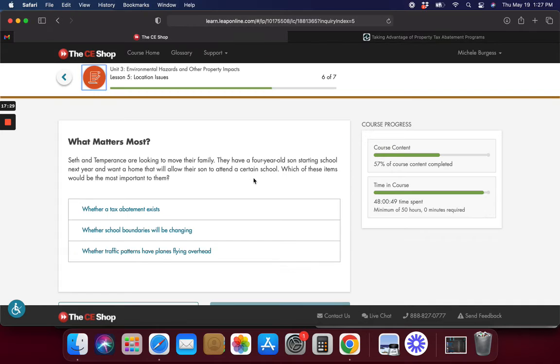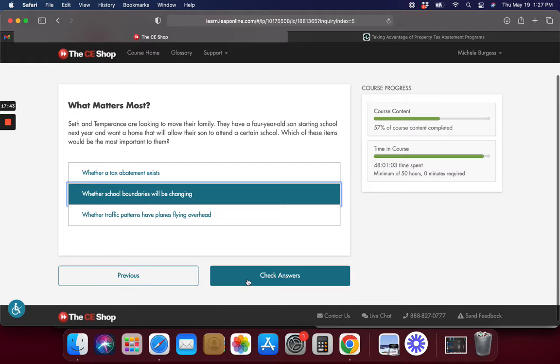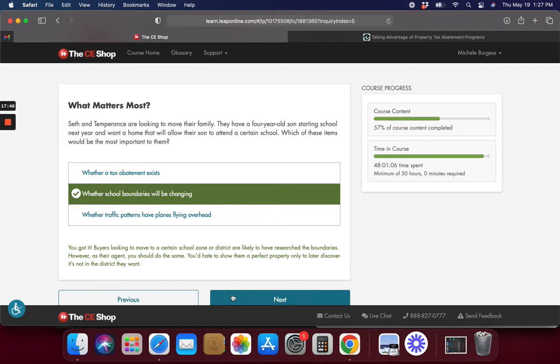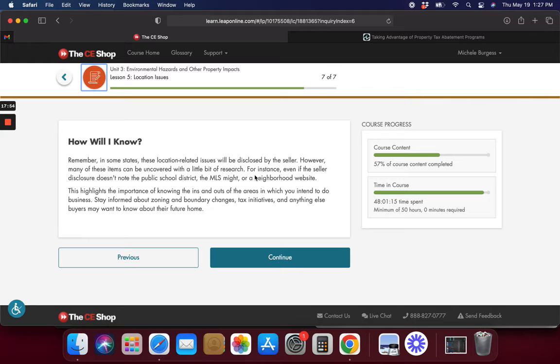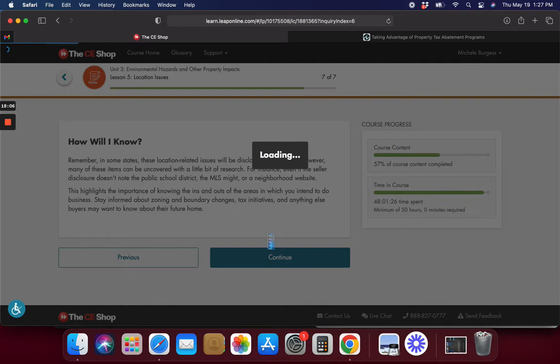Okay. What matters most? Which of these items would be the most important to them? They have a 4-year-old son starting school and they want to attend a certain school. Whether school boundaries will be changing. So these are the types of things you'll need to be looking at as a realtor. That's why it's good to know your buyers. What's important to your buyers? Being in a certain school zone is important. They want to be in a nice school zone so their child can have a good education. So you want to find these things out on your interview so that you know where to direct them.